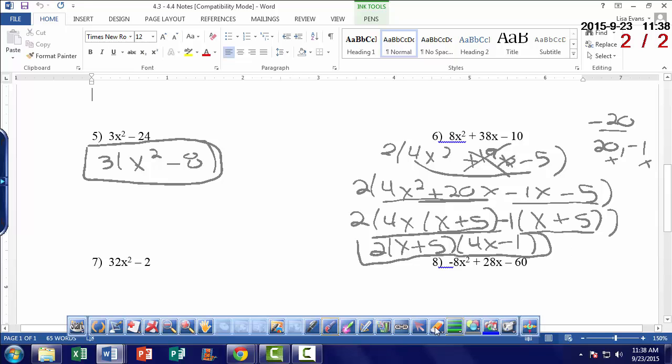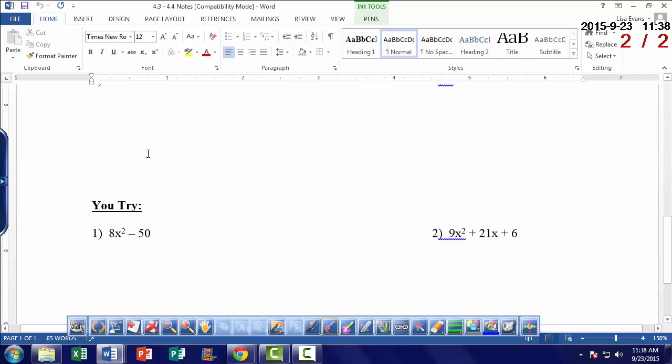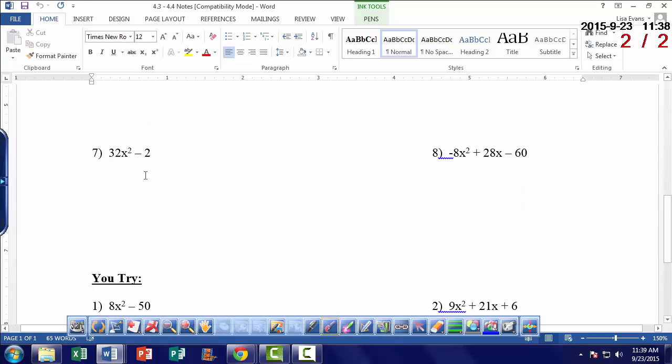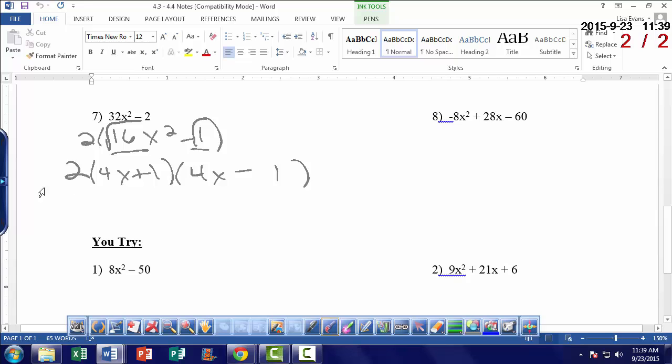Okay, let's go ahead and try the next two. Number 7, I can take out a GCF. Take out a GCF of 2, so I'll have 16x squared minus 1. Now these are perfect squares, and it's a subtraction sign, so I could factor by difference of squares. When I do that, I square root the first term. I write it twice. And I square root the second term, which is 1. 1 gets a plus, and 1 gets a minus. And I have my 2 on the outside.